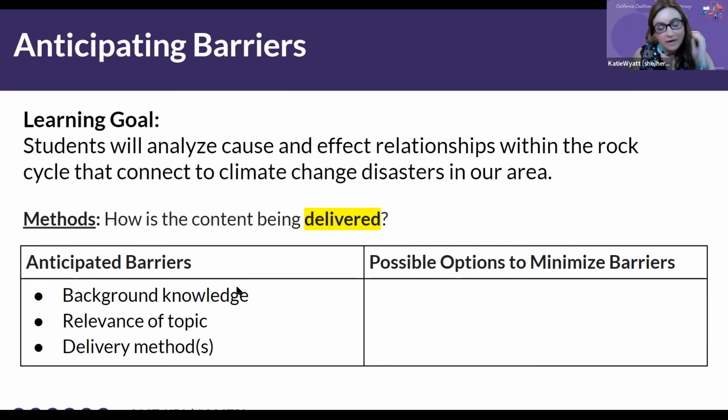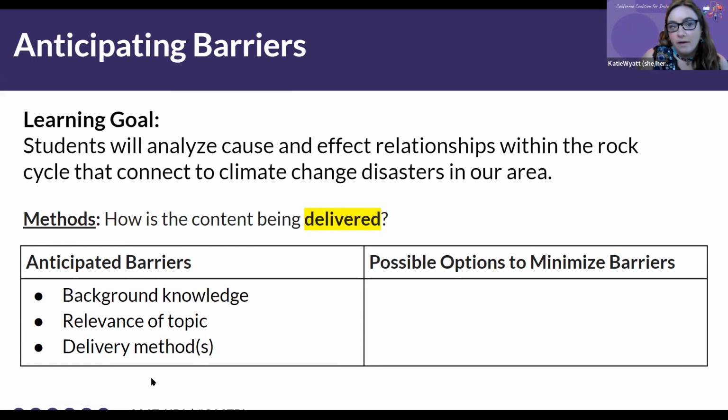The anticipated barriers that we thought of in this learning goal might be background knowledge. We're not sure how much the students have been given on this topic. And I know that I knew 0 about this topic personally before I had to teach it. So there's an example.